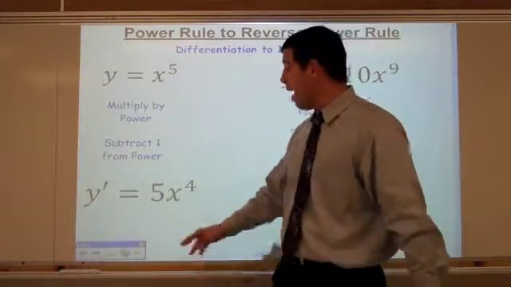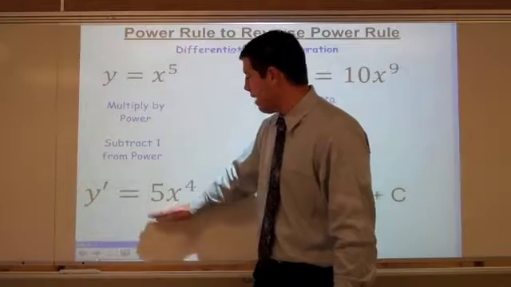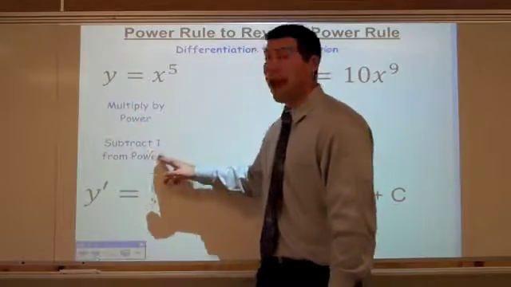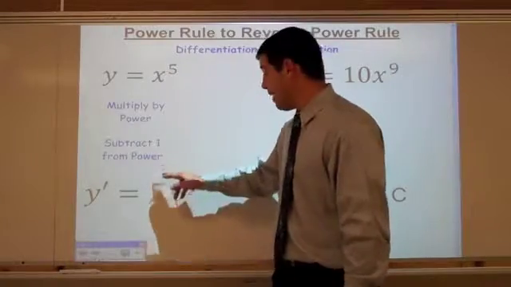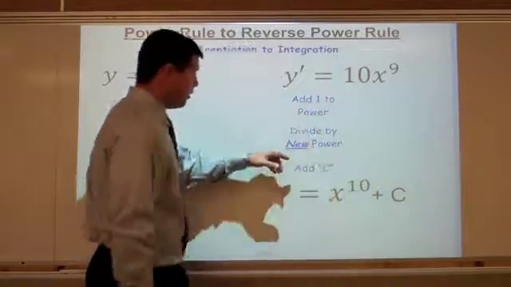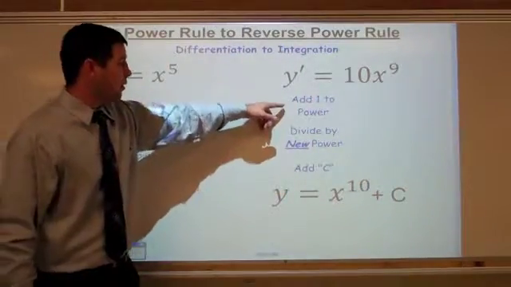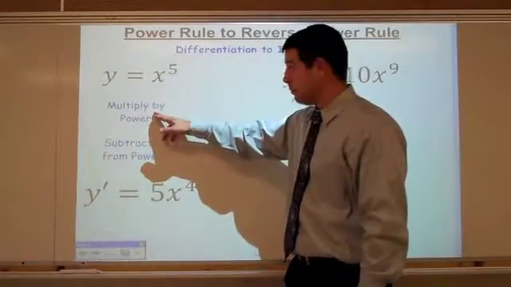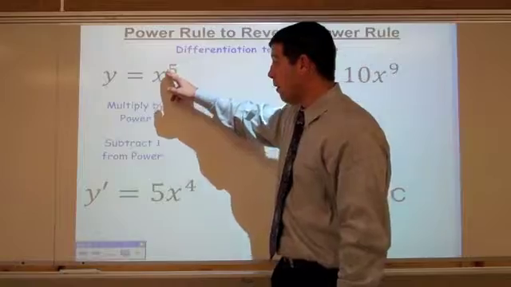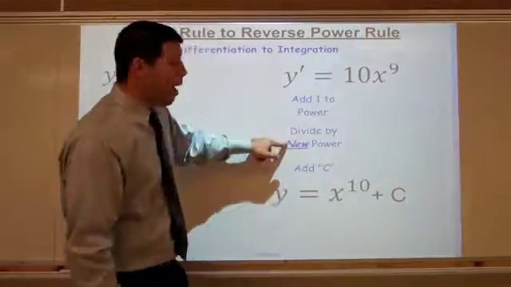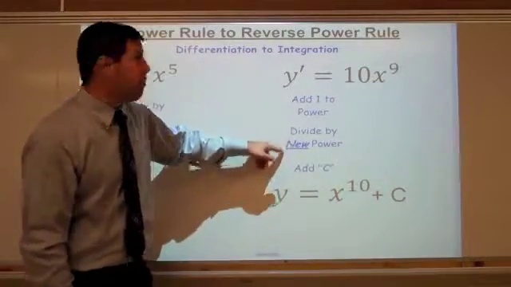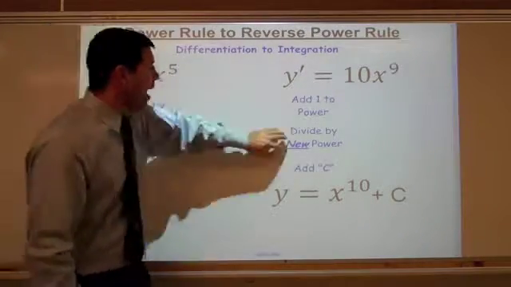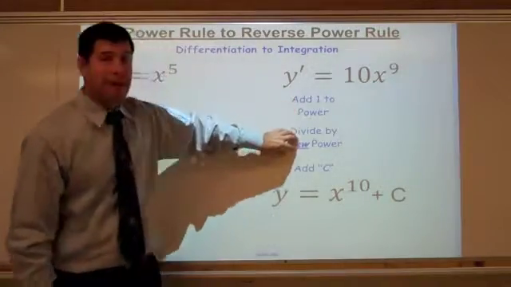Well, when you antiderive, you're going to go the exact opposite. If I want to go from here to antiderive it back to here, instead of subtracting 1 from the power, I would now add 1 to the power. Then instead of multiplying by the original power, I'm going to divide by the new power. Because you're always multiplying by the higher power, the original power, so you want to divide by your new power. After you add 1, you divide by that new number.